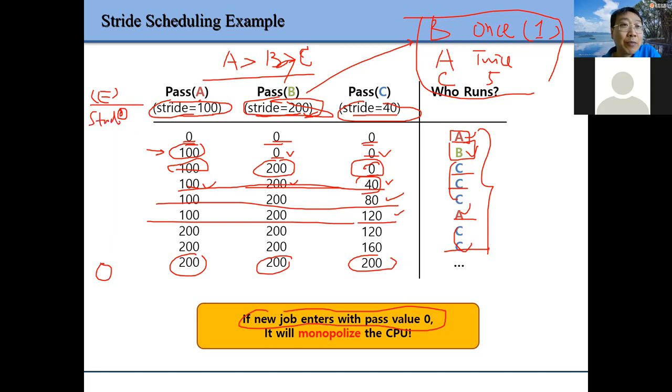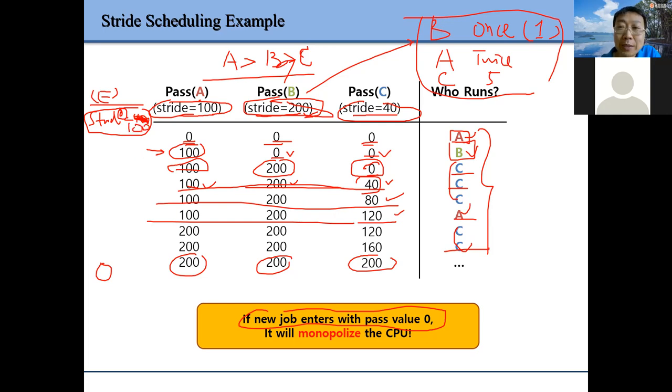Suppose his stride is 400, which means this guy should not be scheduled very often compared to A, B, C. His stride is 400, the lowest priority guy in terms of CPU percentage. However, his pass value is zero, right? So we'll pick E to run until we reach, I think maybe this number is a little bit too much. Suppose I put 100, maybe that is more reasonable, right?